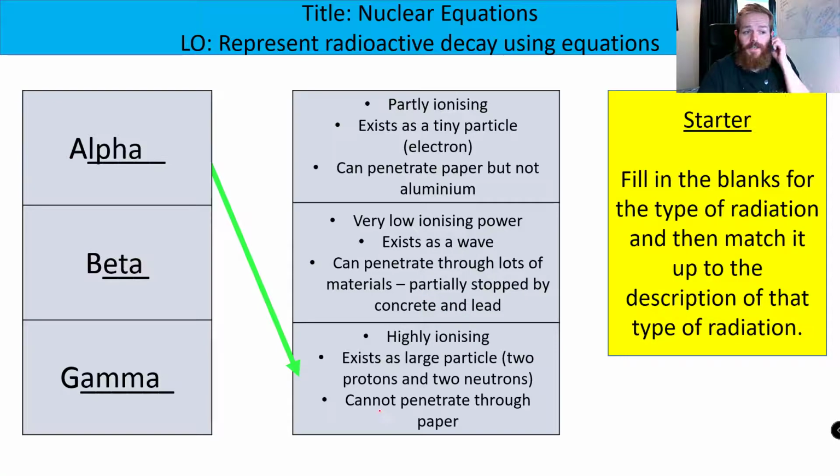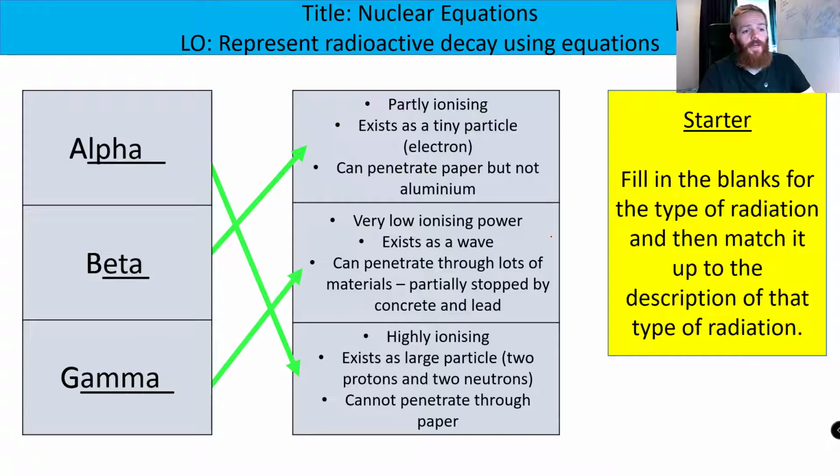It's highly ionising, it exists as a large particle, which is 2 protons and 2 neutrons, and it cannot penetrate through paper. Then we've got beta decay, and that is partly ionising, less ionising than alpha. It exists as a tiny particle, an electron, and it can penetrate paper but not aluminium.